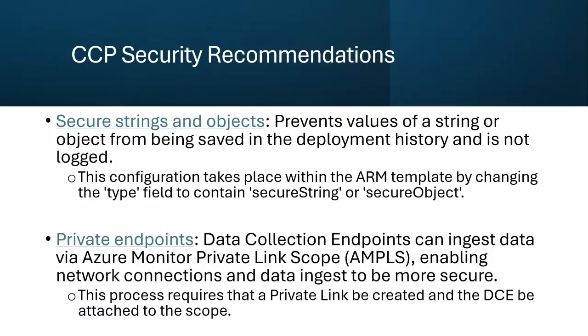On the connection side of the Codeless connector, if you're looking to lock down where the data is going to go and how it's getting there, this is where you can leverage private endpoints from Azure Monitor. This is going to leverage the data collection endpoint and have it connect to an Azure Monitor Private Link Scope, or AMPLS for short. This allows you to make your network connections more secure, more private, hidden from the public eye. So this would just require that you set up a private link and connect the data collection endpoint to it as part of the scope.